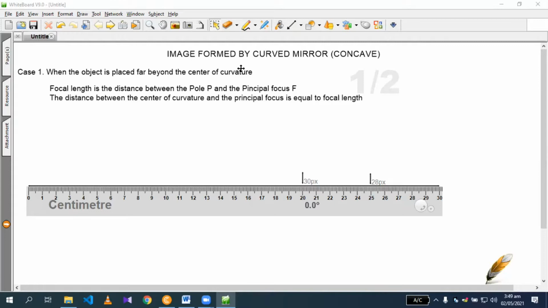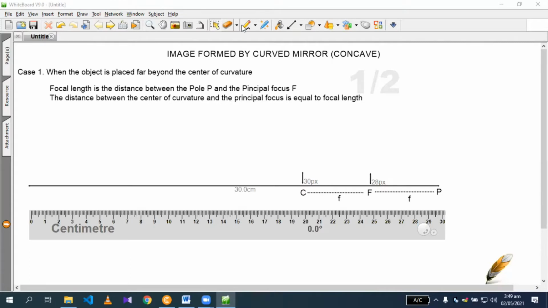But when you talk about concave mirror, it will produce different images with respect to the location of the object. So case one, when the object is placed far beyond the center of curvature. Now, one thing is this: we have what we call the pole. We have the principal focus. We have the principal axis, which is the line, and we have the center of curvature.